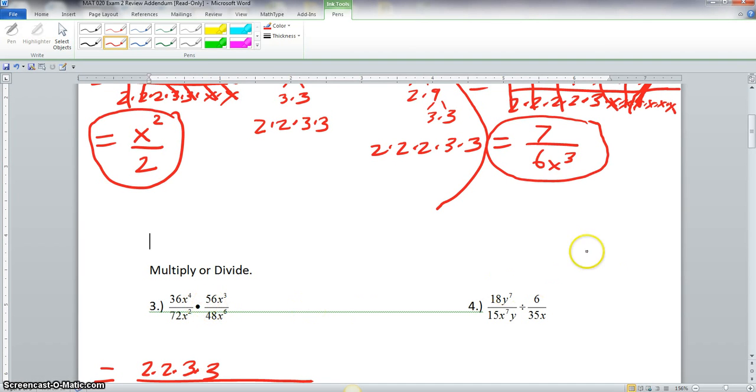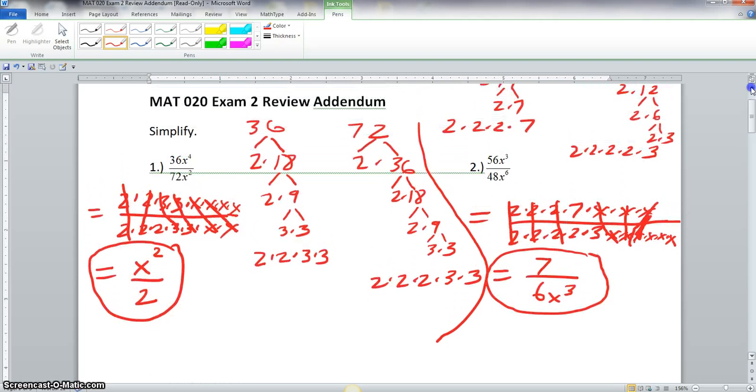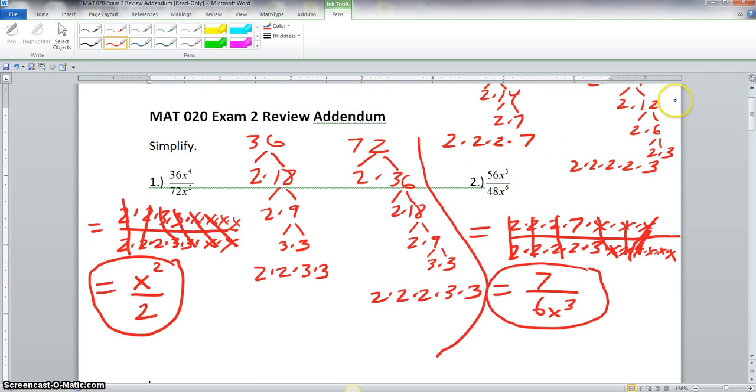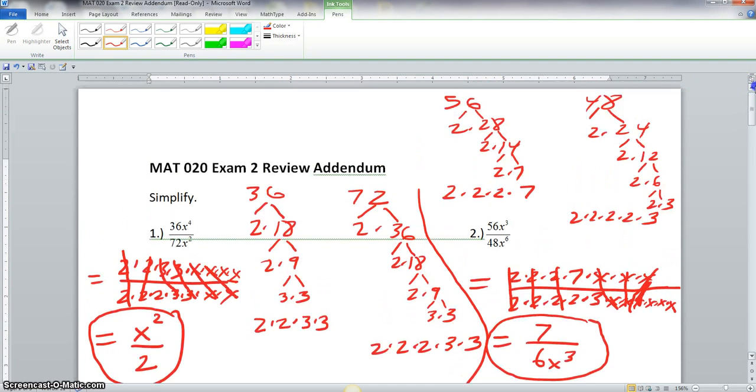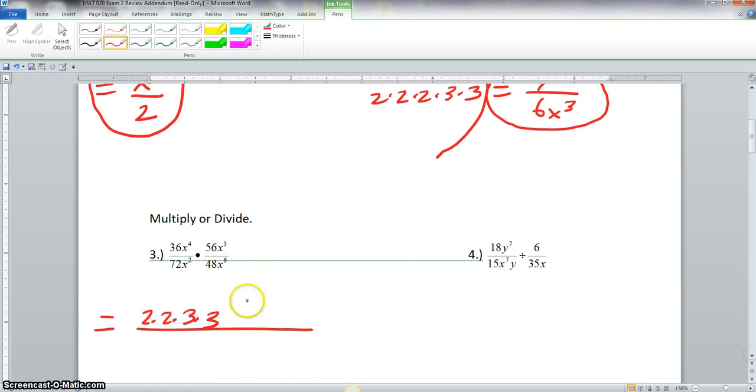Now with 56, that was 3 2's and a 7. That was the prime factorization of 56. So we'll write down our 3 2's and a 7. So that took care of the prime factorization of 36 and the prime factorization of 56. Now we look at our x's. We have a total of 4 x's here and 3 x's here, so we have a total of 7 x's.